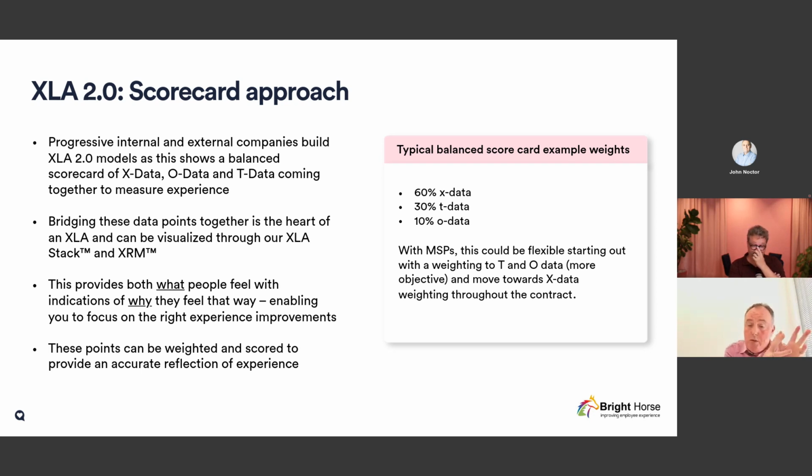When you've done what Sami suggested there, and you focus on happiness, and you're getting to a position where both parties are improving happiness, you can then start thinking about how to bridge that across to T data and O data. Now, I suspect most of you are already collecting lots of operational data from SLAs and KPIs, lots of technical data from various technical tools, and lots of X data from tools like HappySignals. It's the bridging of that together in an XLA 2.0 that gives you that balanced scorecard.